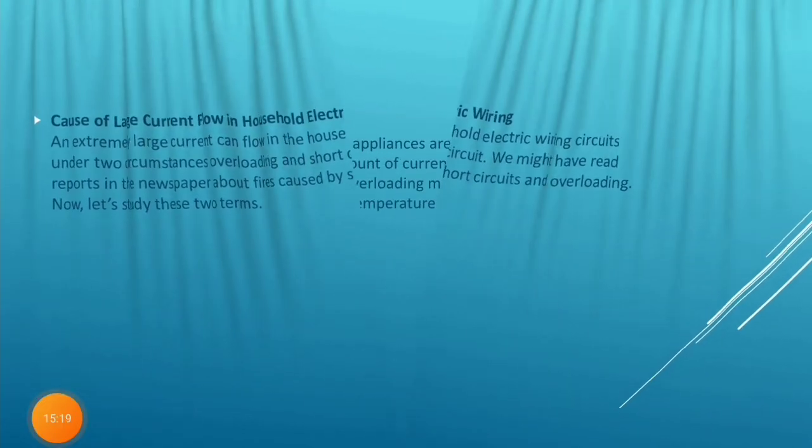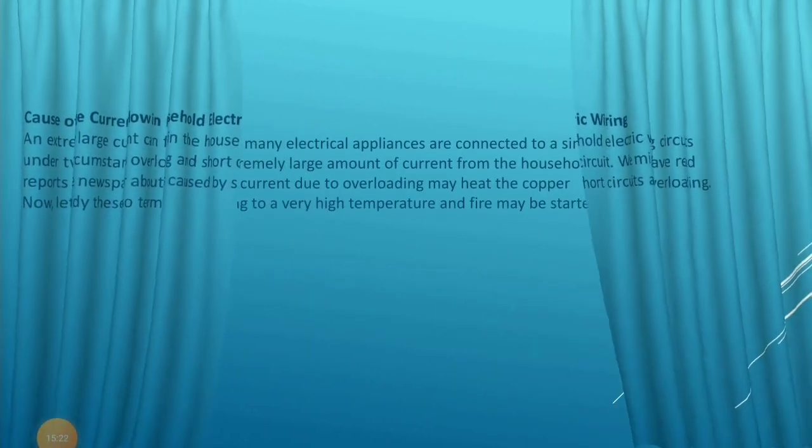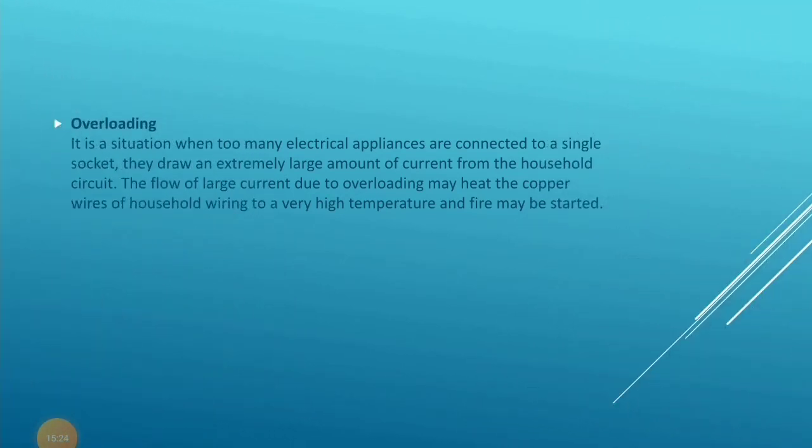Okay, first let's see about overloading. It is the situation when too many electric appliances are connected to a single socket. They draw an extremely large amount of current from the household circuit. The flow of large current due to overloading may heat the copper wires of household wiring to a very high temperature and fire may be started.